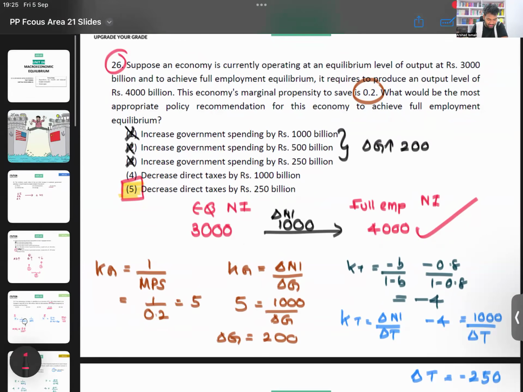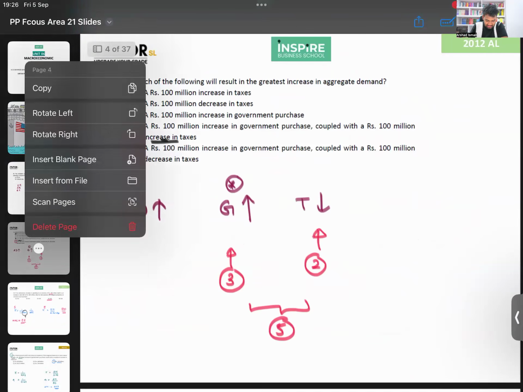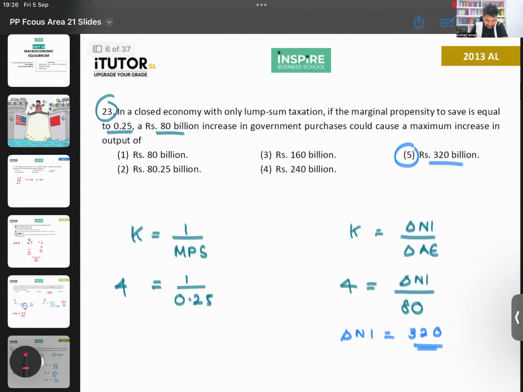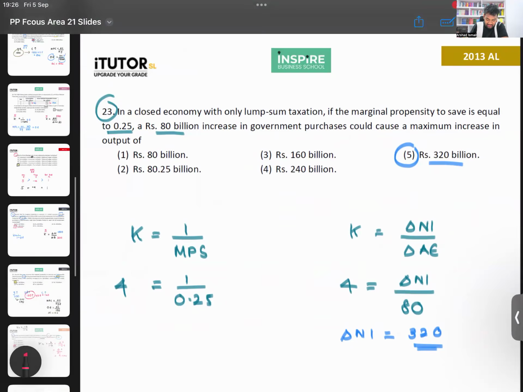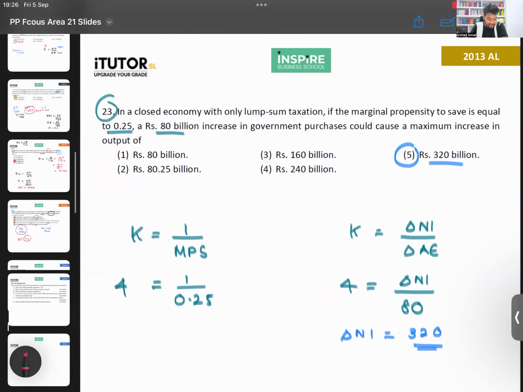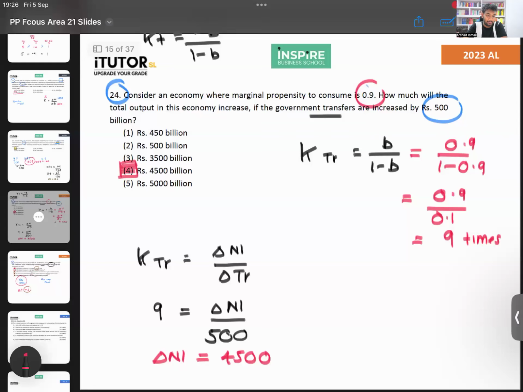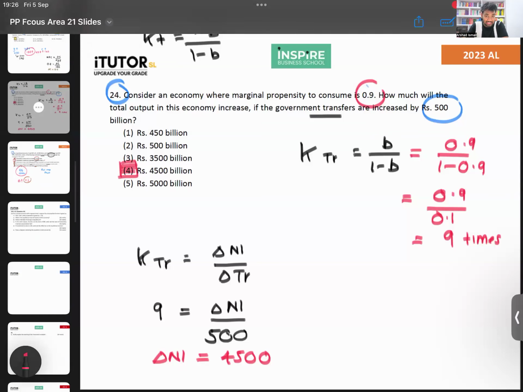Someone asked me with the 2013 answer. The 2013 answer would have been this, number 5. Okay. Right. Transfer equation. Transfer equation is B over 1 minus B. Okay. So then MCQs are done. We can then move into the essay questions.